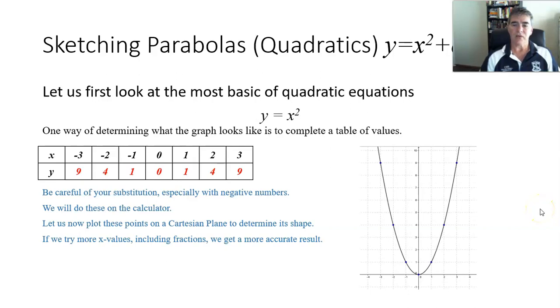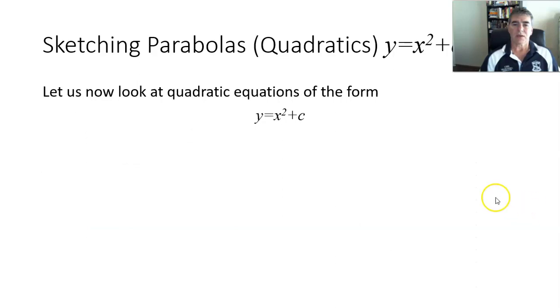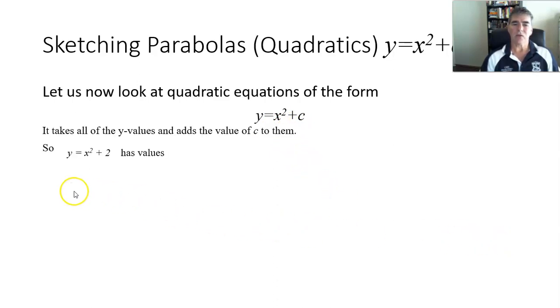So let's now have a look at what that +c does. We're going to add some number onto the end of all of those answers that were in that table. So let's have a look at what happens by using an example. We're going to look at y equals x squared plus 2. We're going to take all those answers of 9, 4, 1, 0, 1, 4, and 9, and we're going to add 2 to those.